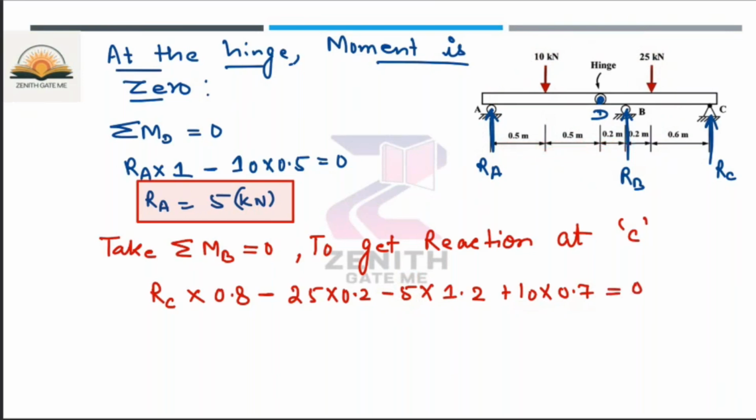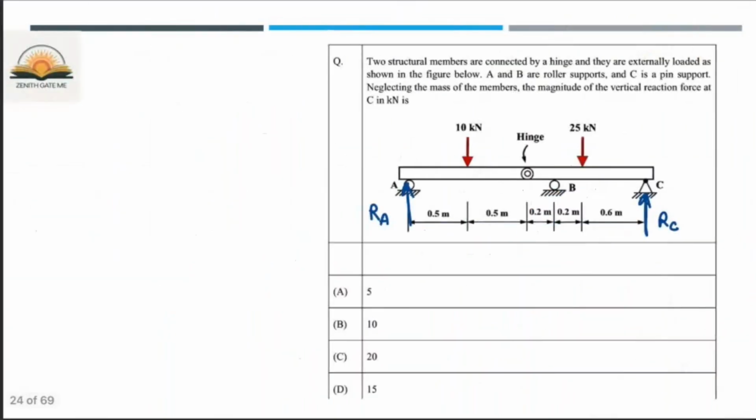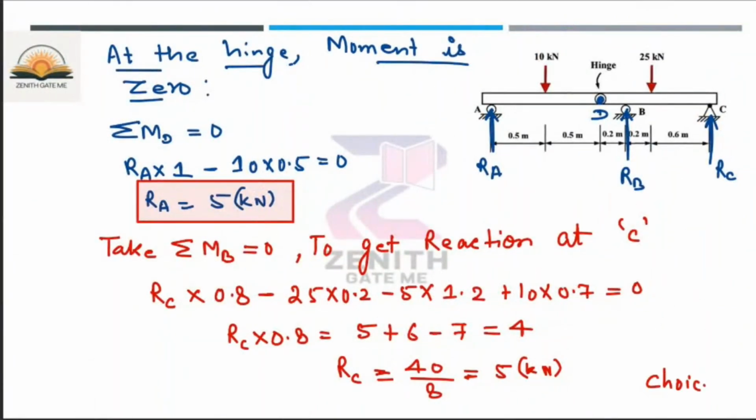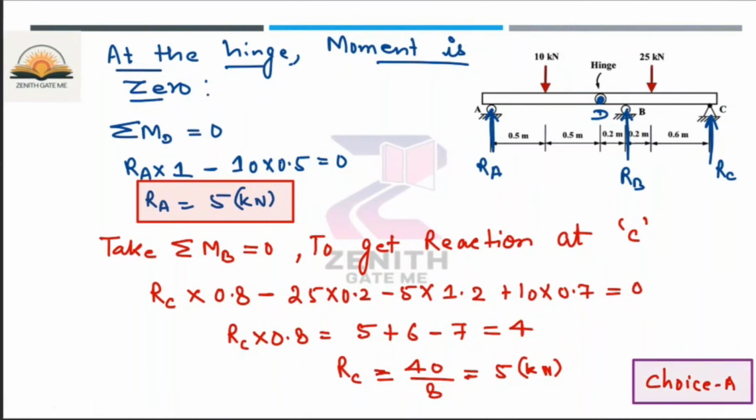So only one unknown is there. From here you will get the value of RC. So this is 5, and this is nothing but 6, and 10 into 0.7, which is nothing but negative. So this will be 7. So this is 4. So RC value you will get as 5 kilonewton. So let me check. Yeah, option A is the correct answer.